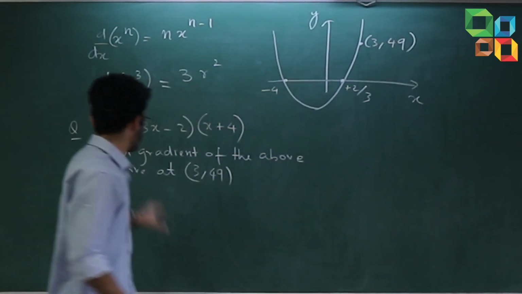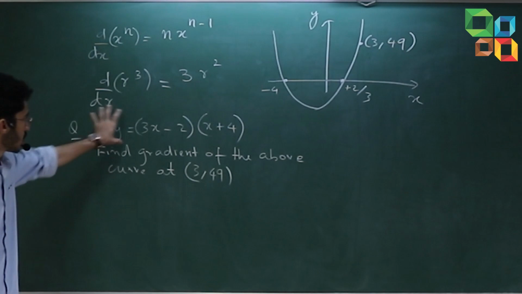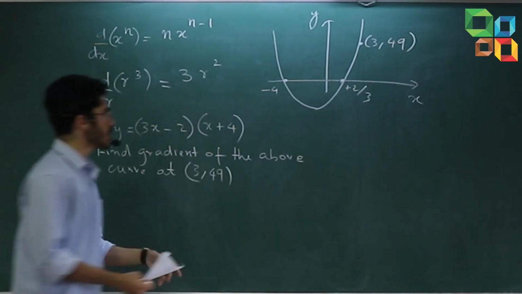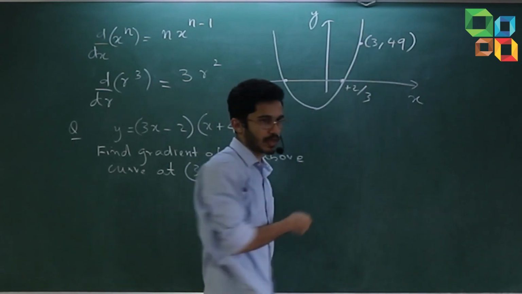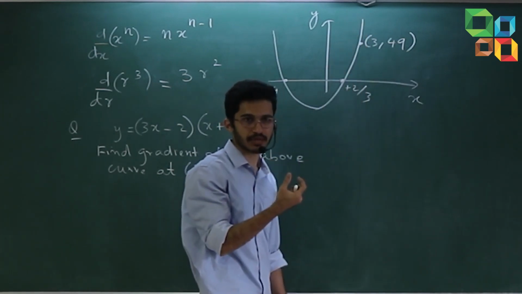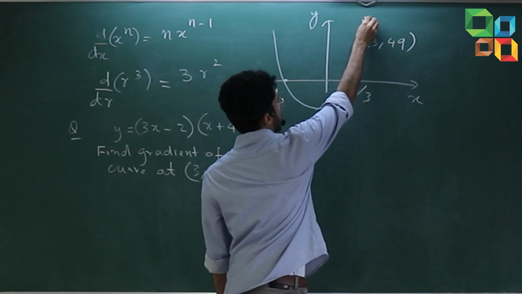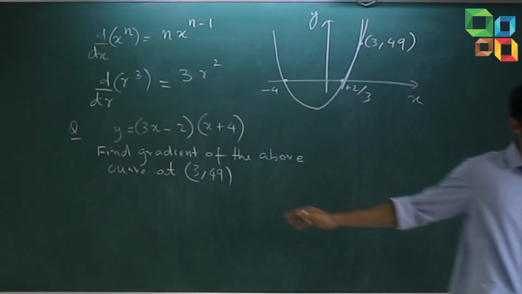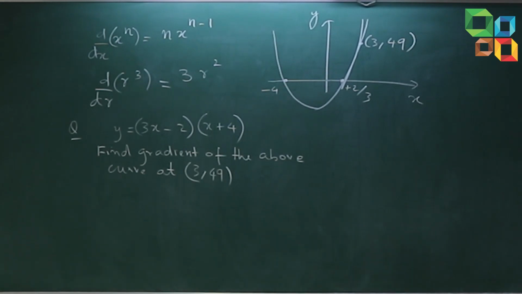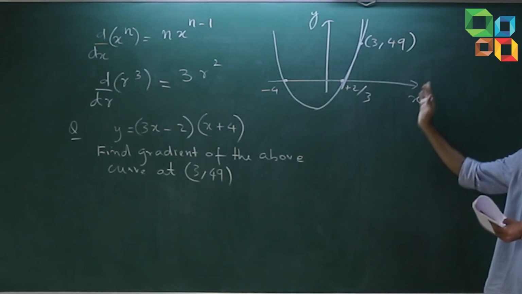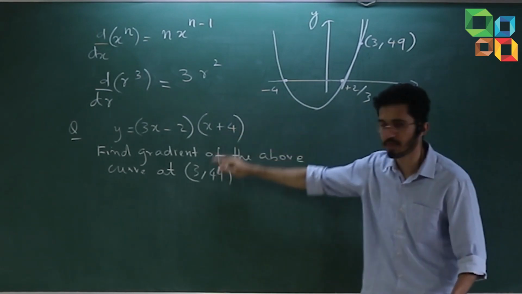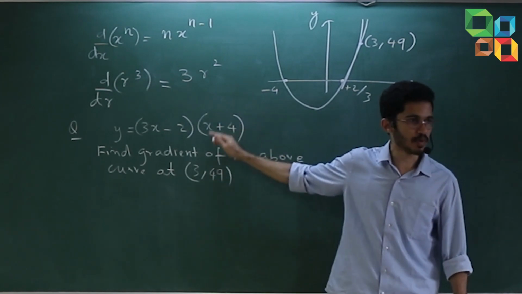Now let's look at the question. Find the gradient of the above curve, that is the curve corresponding to this equation, at (3, 49). What does that mean? Gradient is the slope of the curve, which means the slope of the tangent, right? So if I draw a tangent to the curve, we have to find the slope of the tangent. That is what the question is telling you. But again, I do all this just to show you what the question is asking. The solution is purely algebraic.